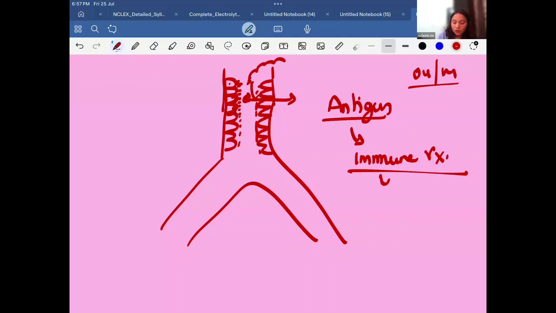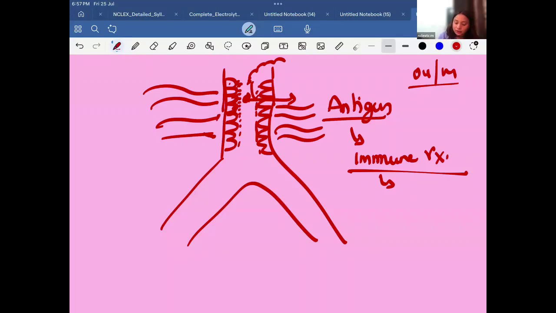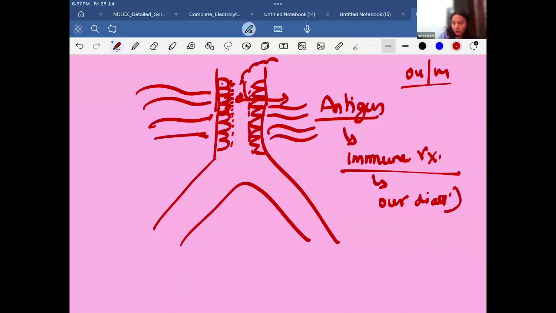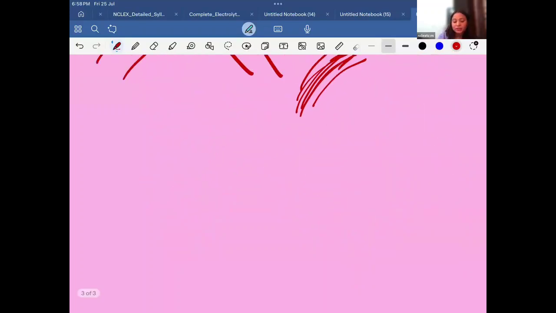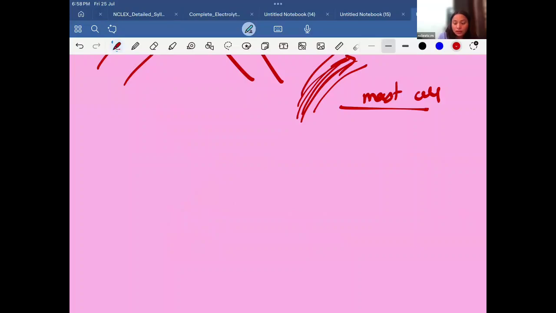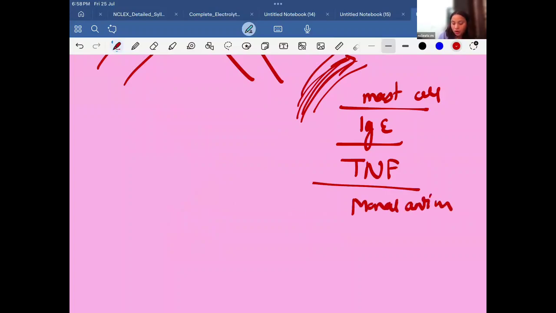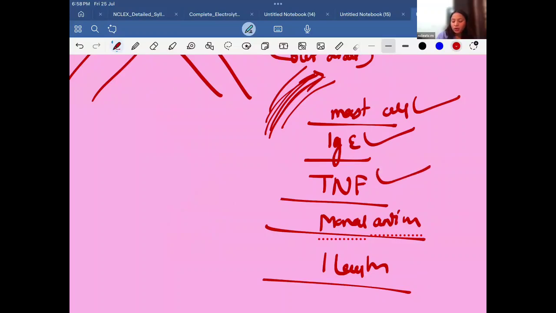Whenever you have an immune reaction, the blood vessels which line your trachea will get over dilated, and there will be an increased influx of inflammatory mediators, such as mast cells. There will be an increase in IgE, tissue necrosis factor, monoclonal antibodies, and interleukins. So what are these? Your mast cell, IgE, TNF alpha, monoclonal antibody, and interleukins are the inflammatory mediators.